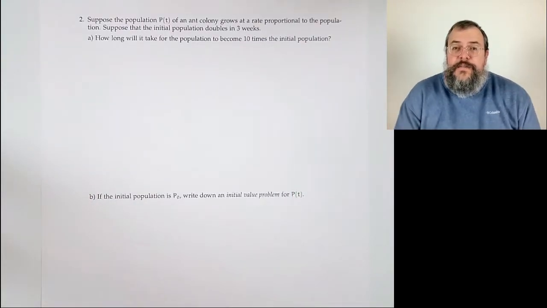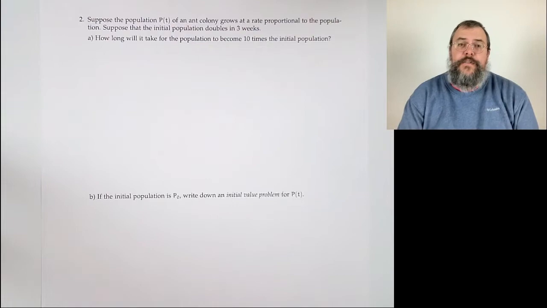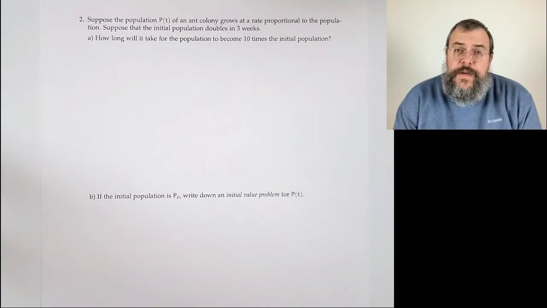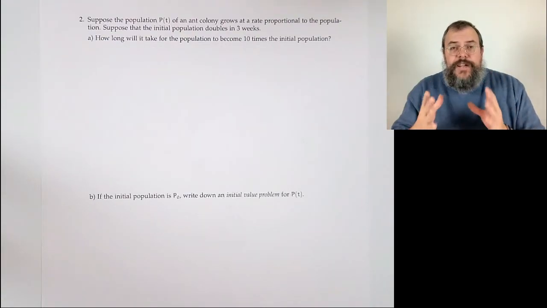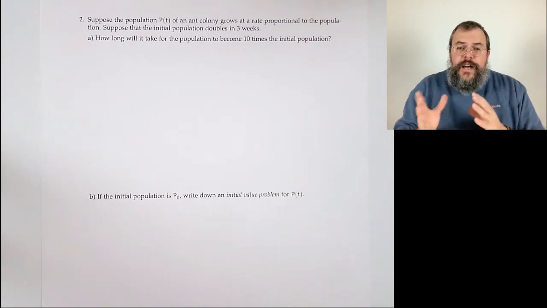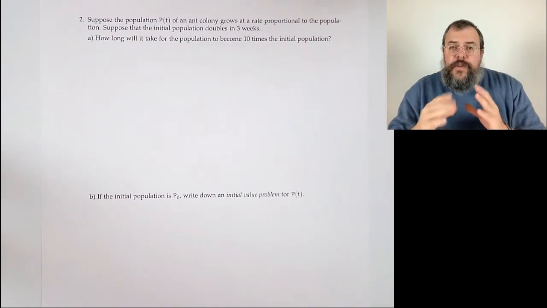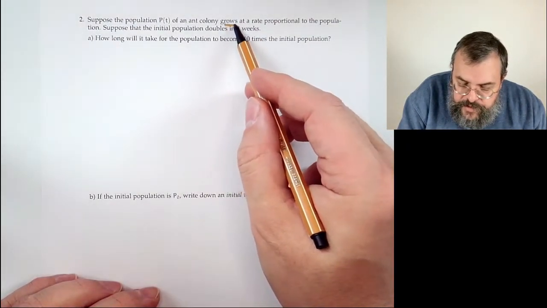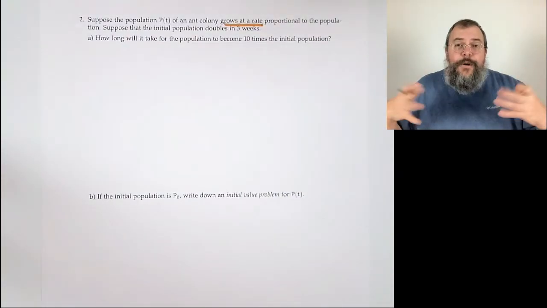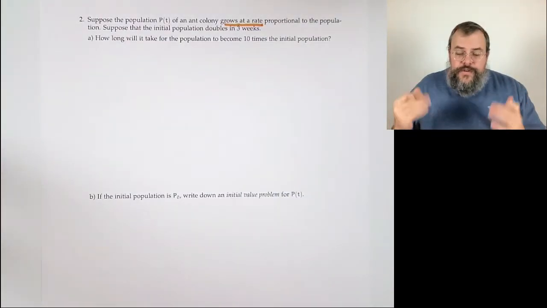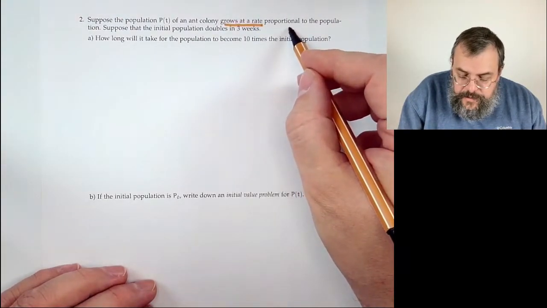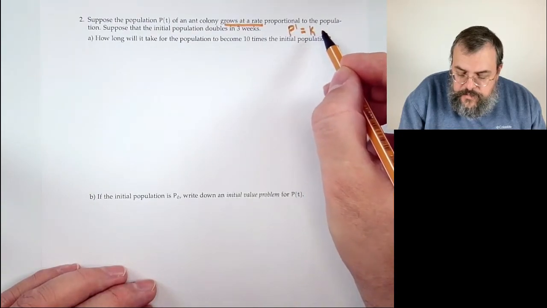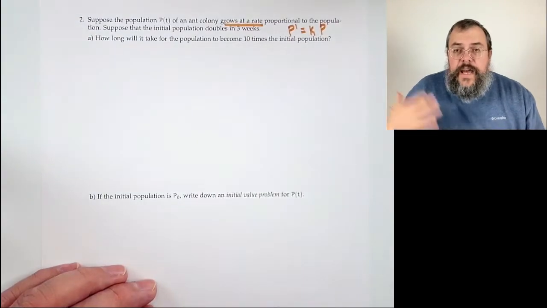Suppose the population P of t of an ant colony grows at a rate proportional to the population. Suppose that the initial population doubles in 3 weeks. Okay, so the first sentence says, hey, we are talking about growth, and we know we're talking about growth and rate. So you see that word grow and rate? Okay, so that's saying, how are we changing? And it says proportional to the population. So our rate equals proportional, some constant, to the population. Okay, so that's our setting.